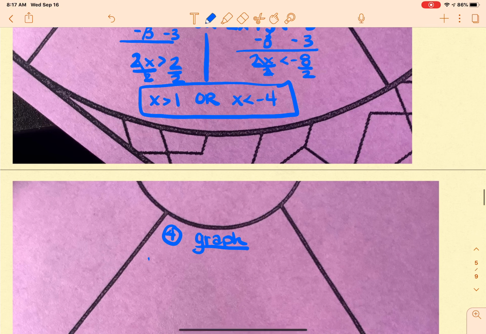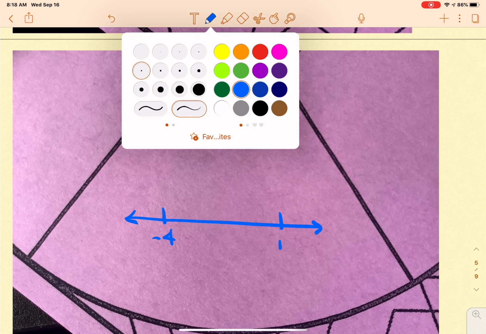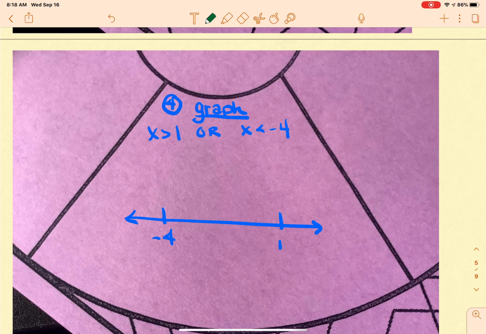Okay, now I'm going to bring that down to my graphing area. So the two numbers they care about are negative 4 and 1. Again, if you want to put more on there than that, knock yourself out, but you have to at least have those. I know with both of these, it's going to be an open circle because there's no equal to with it.